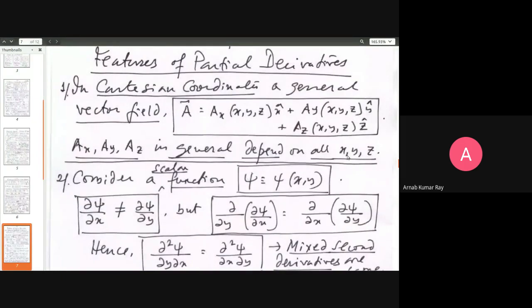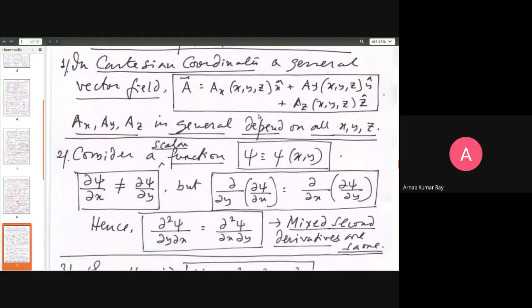In general, depend on all the three coordinates x, y, z. It's important for you to realize this, because it doesn't mean that the x component depends only on x. No. Or the y component depends only on y, or similarly for z. No. The magnitude part of the x component can depend on the other two coordinates as well, namely y and z.